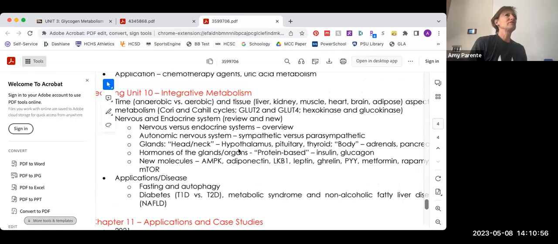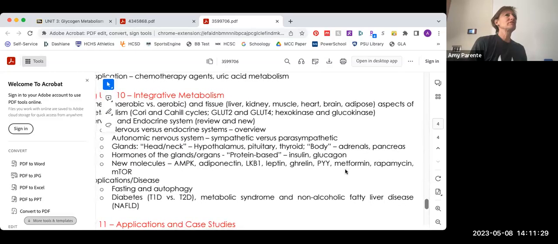So let's see. There were some new molecules that we learned about with our integrative metabolism, and a few new cycles. The big picture thing with this was really being able to think about how we have multiple organ systems talk to one another as they're doing their metabolism. So understand what the Cori and the Cahill cycle is. We had some new hormones like adiponectin, leptin, ghrelin. We really didn't talk too much about PYY, but I think it was on that slide.